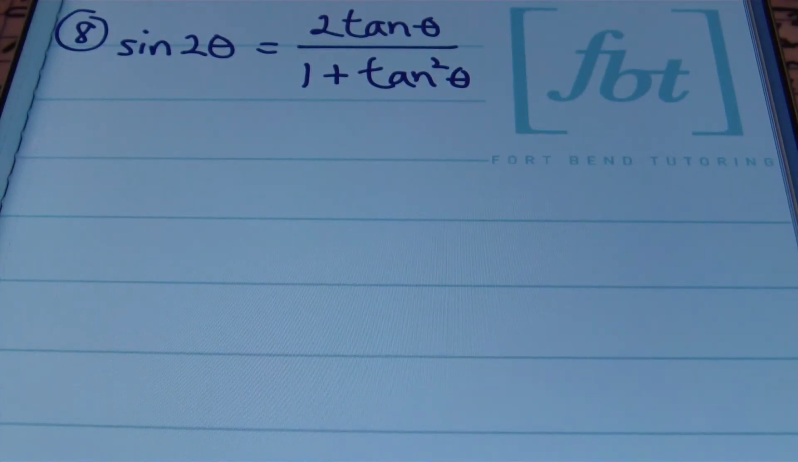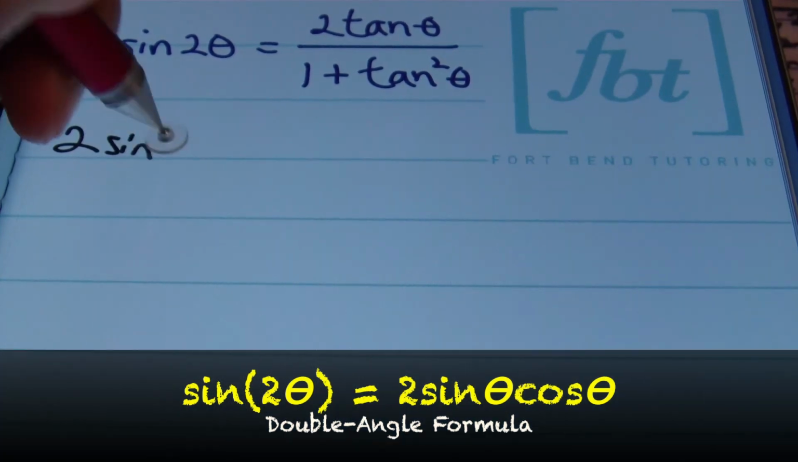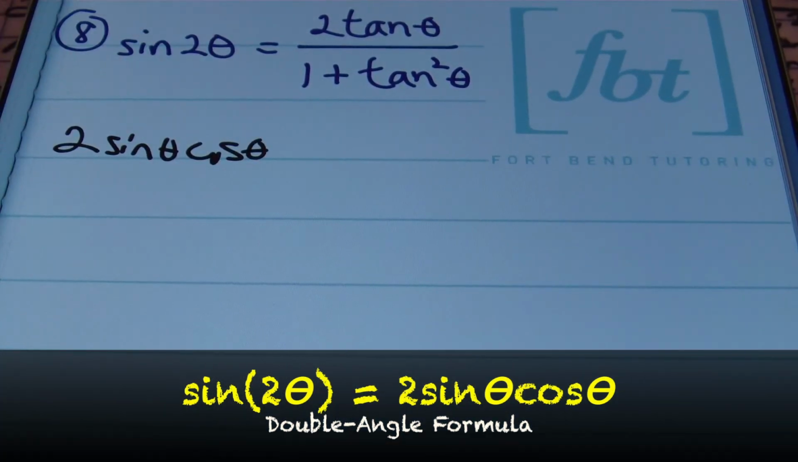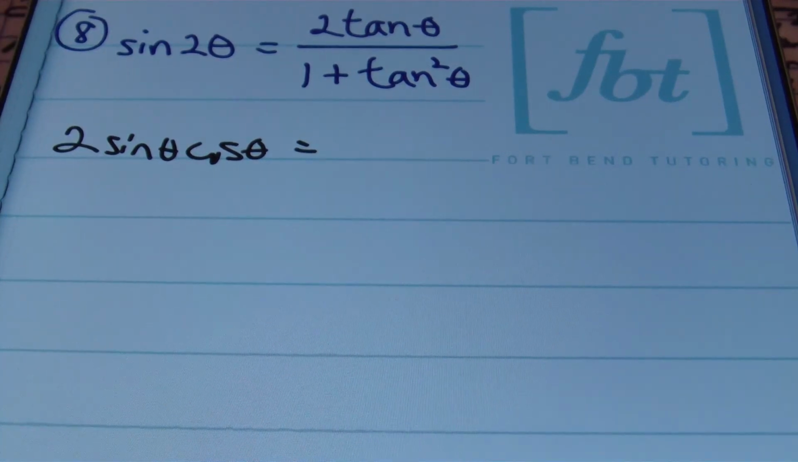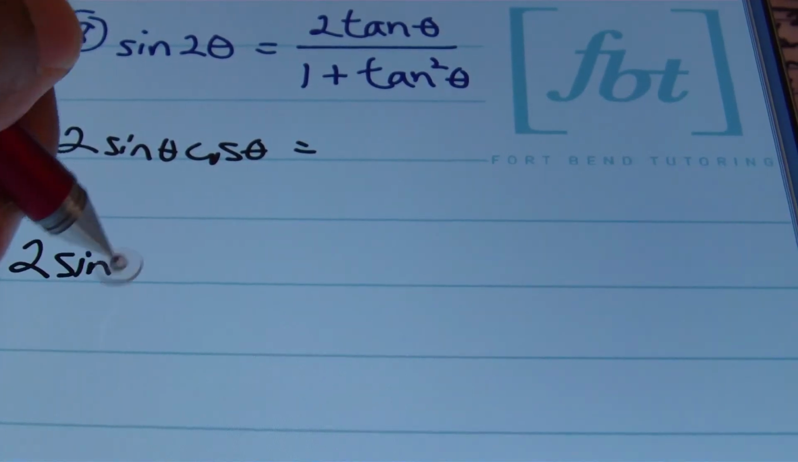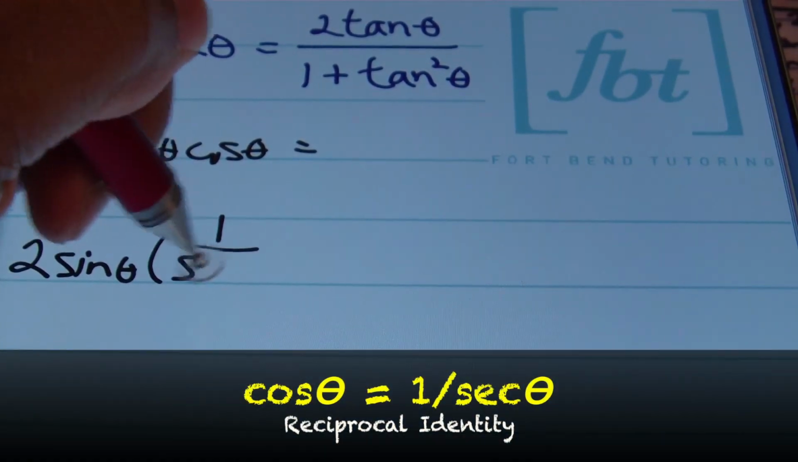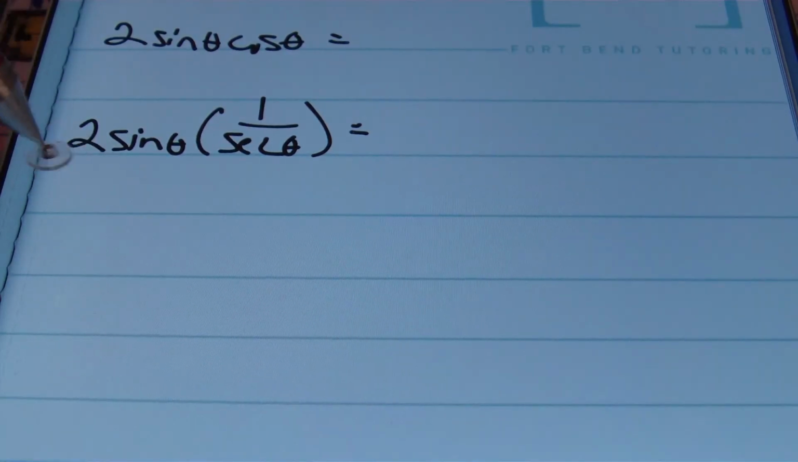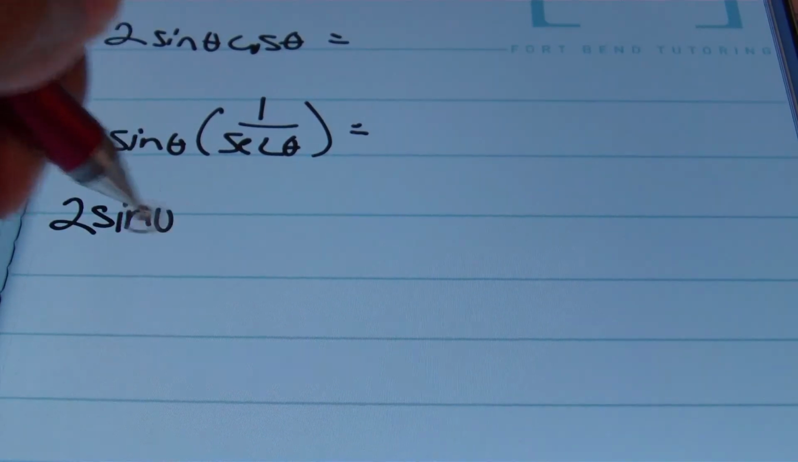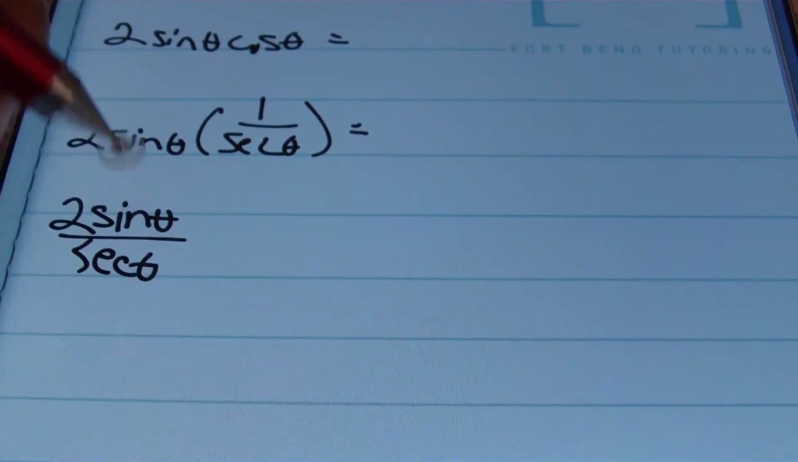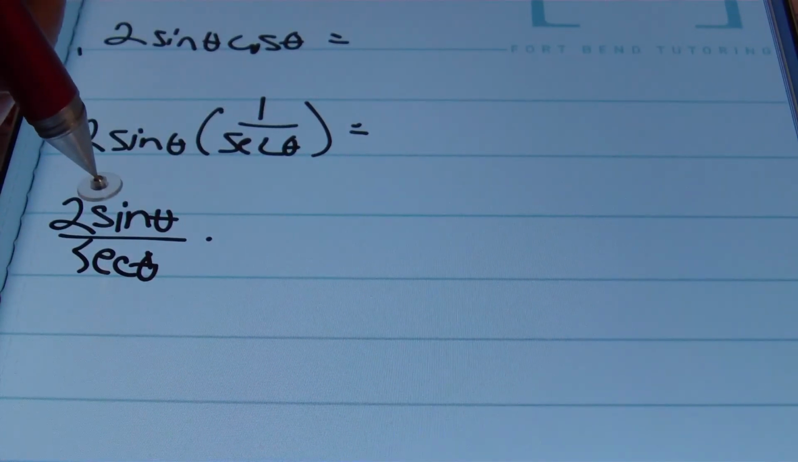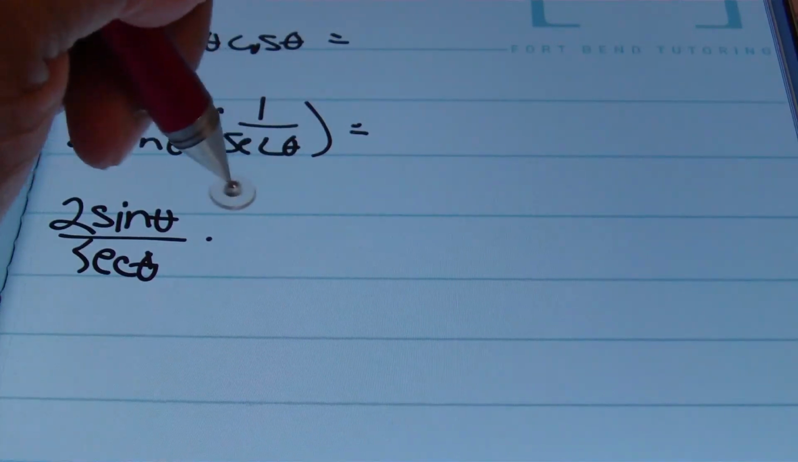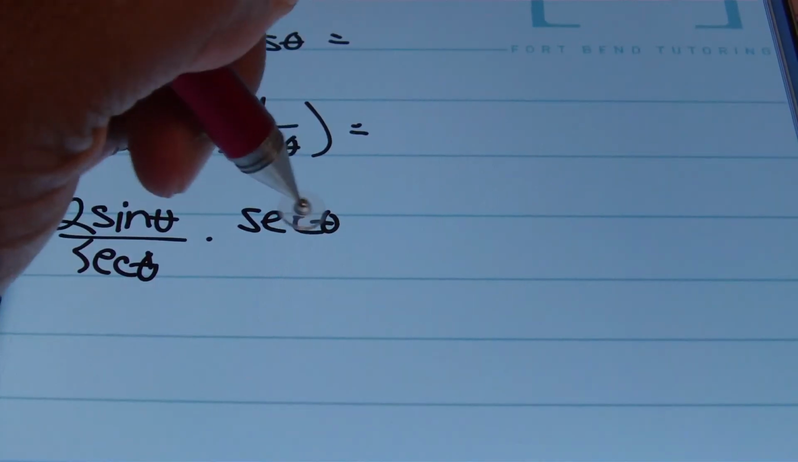So check this out. The first thing I'm going to do is use my double angle identity to show that sine of 2 theta is equivalent to 2 sine theta cosine theta. All right, that's going to be my first step. From here, I'm going to show that I have 2 sine theta times 1 over secant theta. Once I have this, I'm going to multiply, and I'll end up with 2 sine theta over secant theta. And then from here I'm going to be multiplying the numerator and the denominator by secant theta over secant theta.